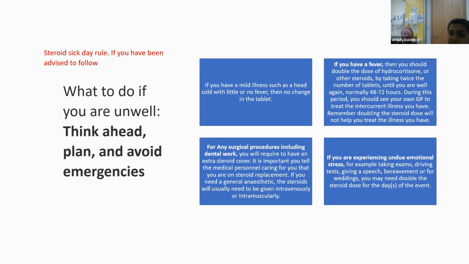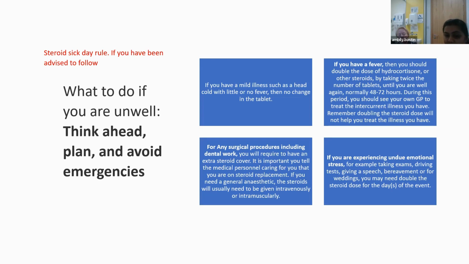And then we advise people to double the dose for the first 48 to 72 hours for that time of intercurrent illness. But you should make sure you seek medical help for that intercurrent illness, because doubling the dose of this steroid tablet will not help you to treat that illness. So once you feel okay, or after 48 to 72 hours, you can be back to your normal dose.